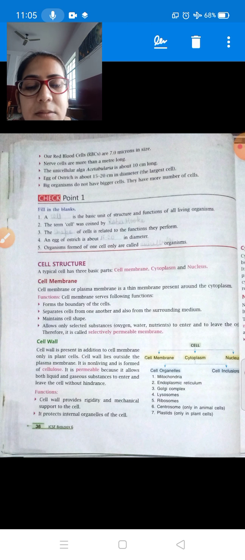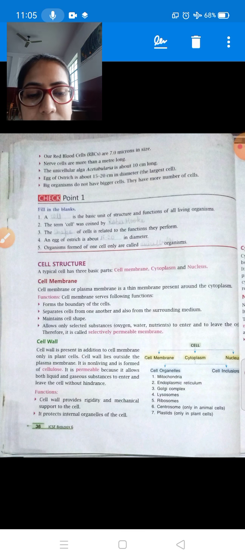Students, the cell wall is freely permeable, fully permeable. The cell membrane, I told you, is selectively permeable, so only selected substances can cross it. But the cell wall is fully permeable. All the liquid and gaseous particles can enter and exit through the cell wall without any problem. So the cell wall is fully permeable.